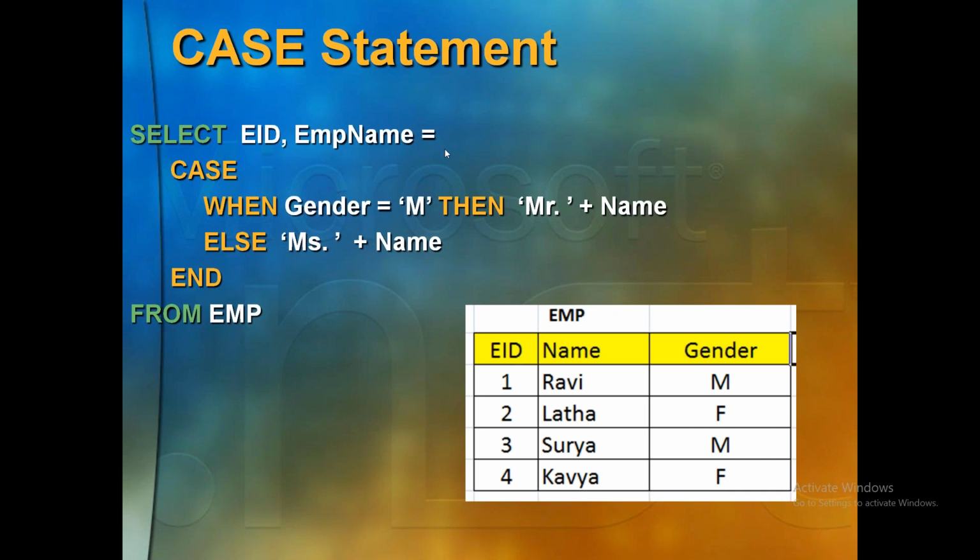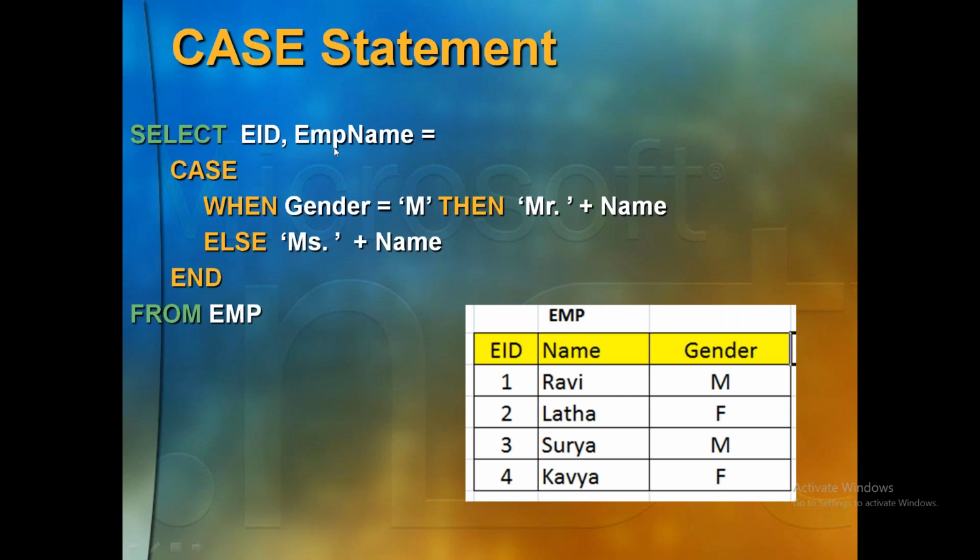Employee name is equivalent to case when gender equals M, then the name must be prefixed with Mr. So Mr. Ravi, else it has to be prefixed with Miss, Miss Lata. So Mr. Ravi, Miss Lata, Mr. Surya, Miss Kavya. This is how you are going to get the full name or employee name with titles and everything. Clear? So how can you get the title? Title can be given with the help of the case statement.